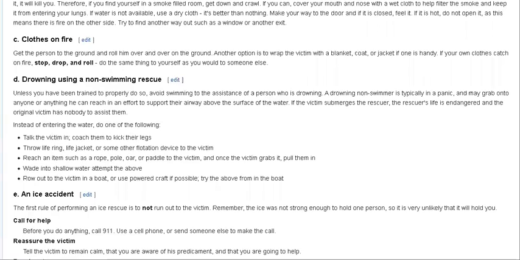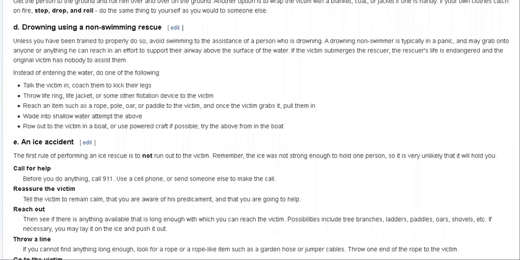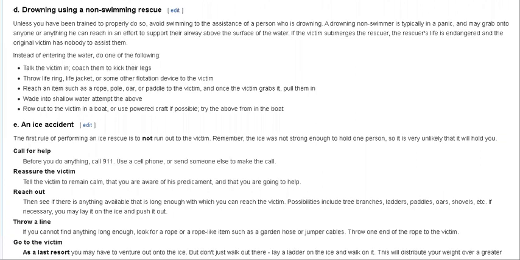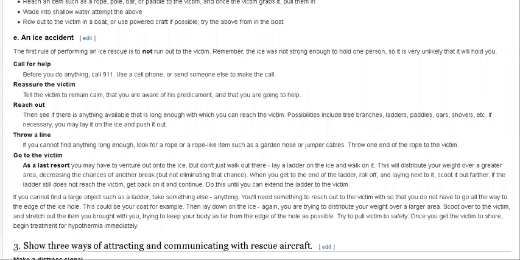Right? Ice accident. The first rule for performing an ice rescue is to not run out to the victim. Guys, they keep saying this. Do not do this. Do not do that. Do not risk your life. I mean, you are risking your life, but do so in a reasonable manner. Okay? You have to be alive to help the person.